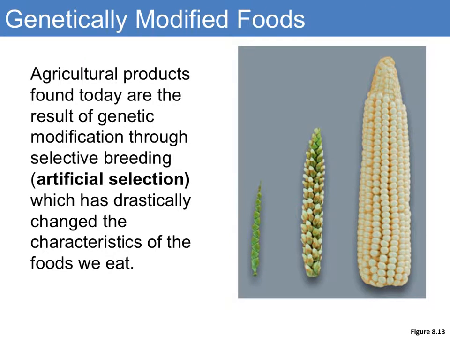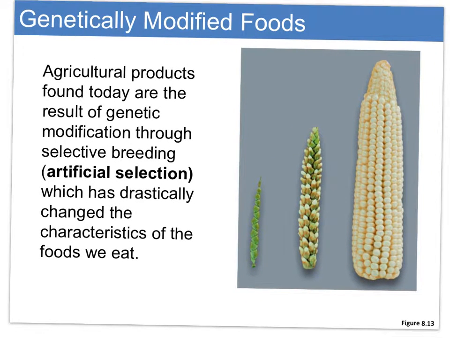Now, as I've talked about earlier, we use genetic modification in all sorts of different ways, including in medicine and research, as well as in agricultural products, whether it's plants or animals. Now, in a sense, humans have been doing this for a very long time. It's called selective breeding or artificial selection.